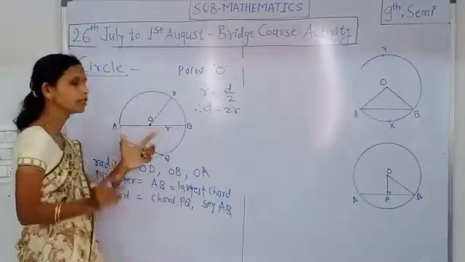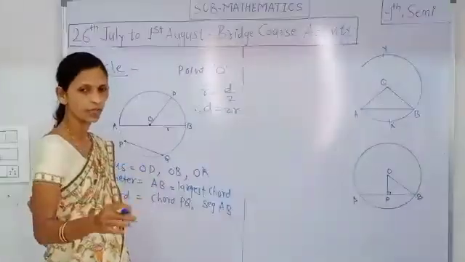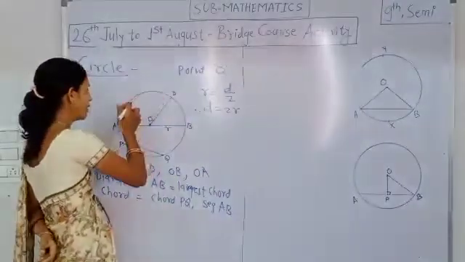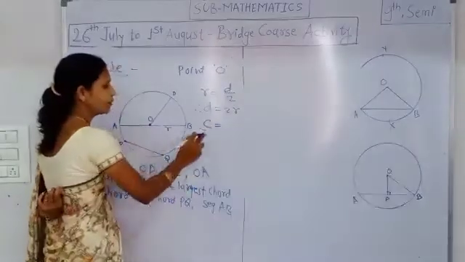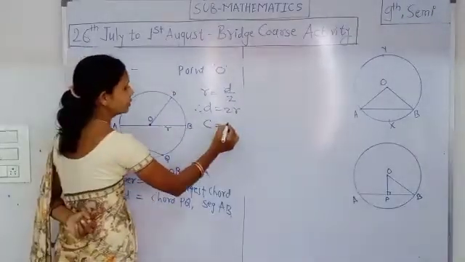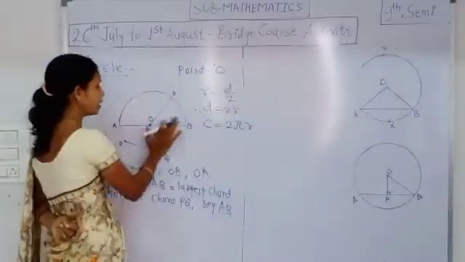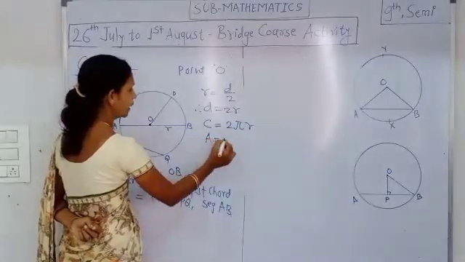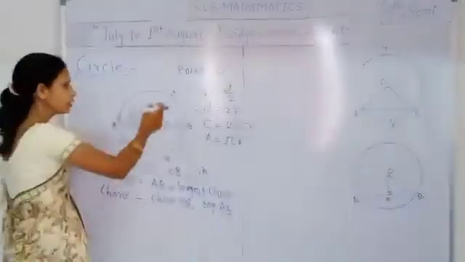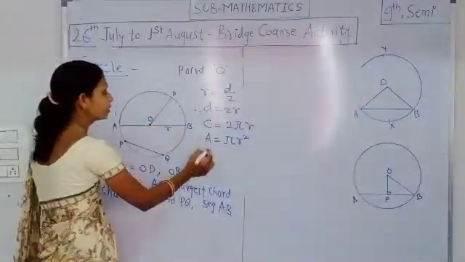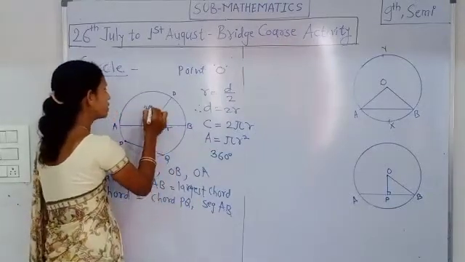That means here the diameter is always double the radius of the same circle. As well as the perimeter, that means here C, denoted by capital C, the perimeter of a circle, is calculated by the formula 2 pi r. And if we have to calculate the area of that circle, then A is equal to pi r square. Then see here, the total measurement of that circle is 360 degree.